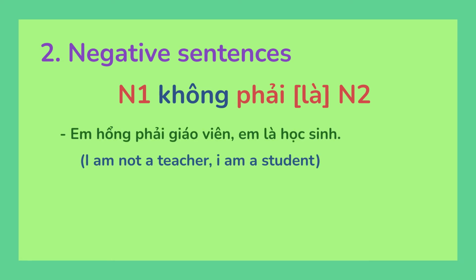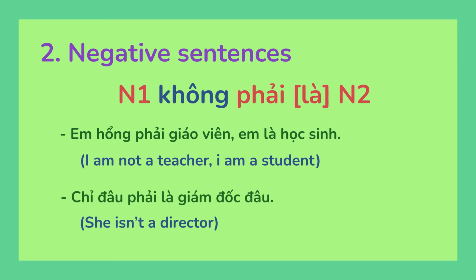The word hỏng is usually used in casual spoken Southern Vietnamese. Chị đâu phải là giám đốc đâu. The final word đâu is usually used at the end of a negative sentence and only in spoken language to show a casual manner.